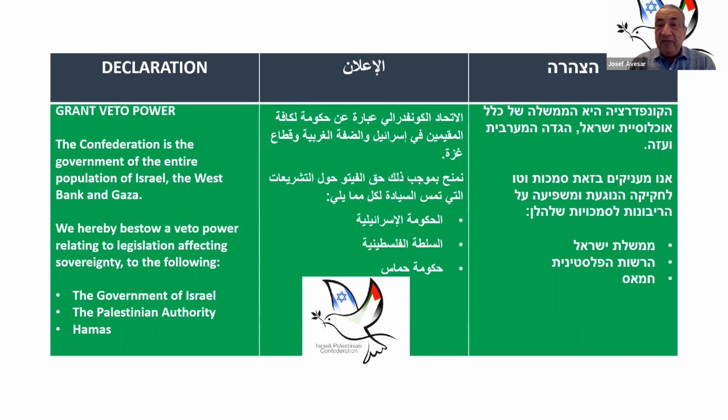And does anyone have any question regarding this declaration to grant them a veto power? Okay, hearing no questions, let's take a vote. Palestinian parliament members, do you support the declaration to intend to grant a veto power to the government of Israel, the Palestinian Authority, and Hamas?